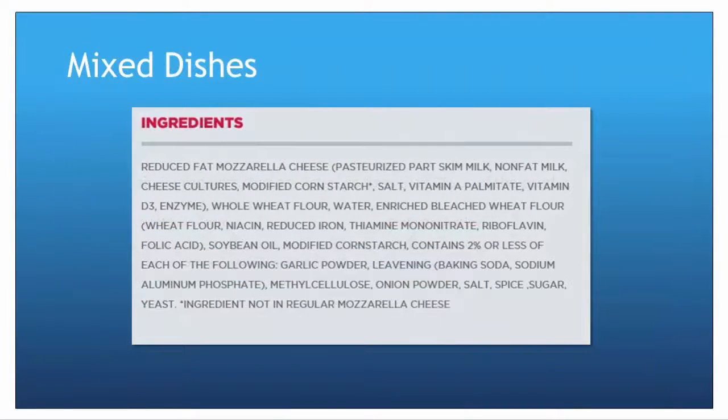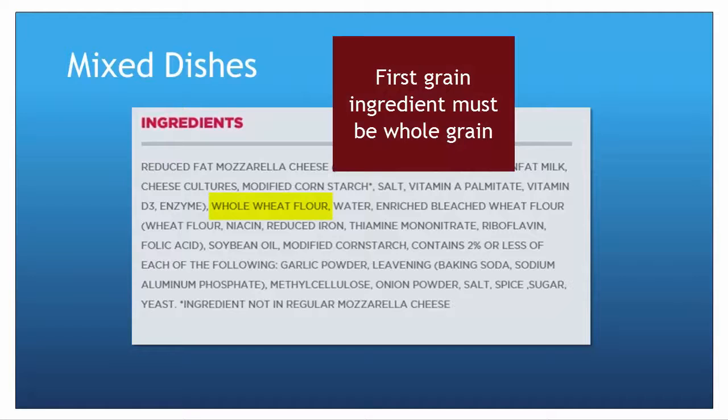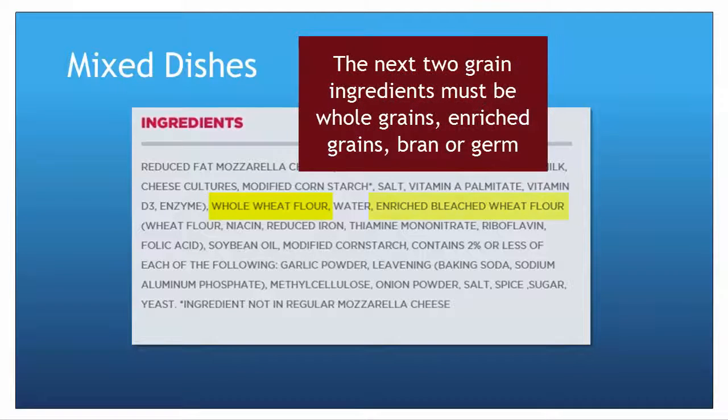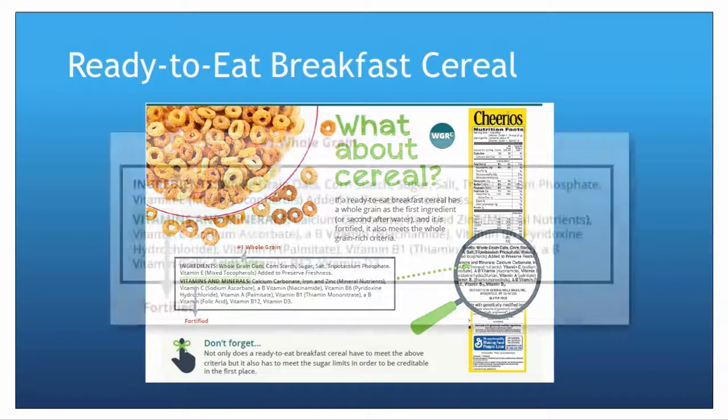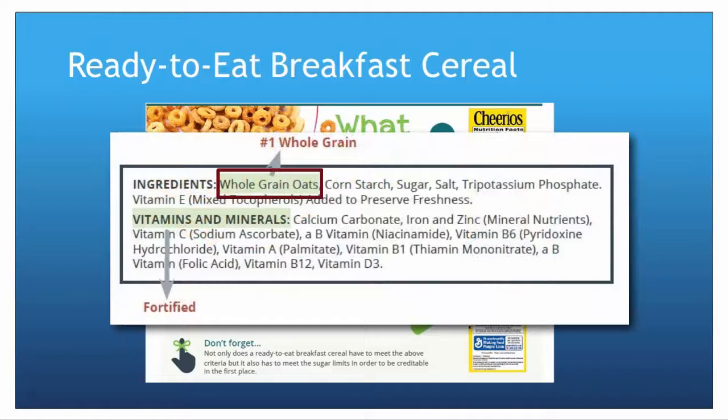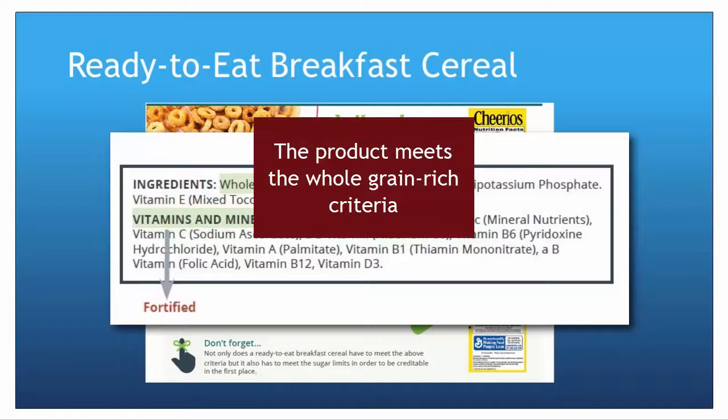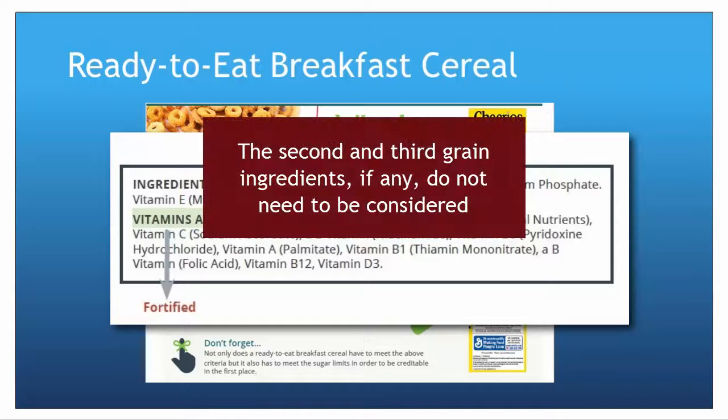When applying the Rule of 3 to the grain portion of mixed dishes such as pizza crusts and burritos, the first grain ingredient must be whole grain, and the next 2 grain ingredients, if any, must be whole grains, enriched grains, bran, or germ. When applying the rule of 3 to ready-to-eat breakfast cereals, if the first grain ingredient is a whole grain and the cereal is fortified, the product meets the whole grain rich criteria. In this situation, the second and third grain ingredients, if any, do not need to be considered.